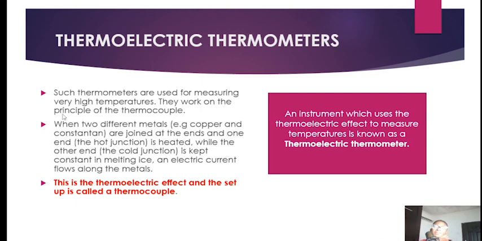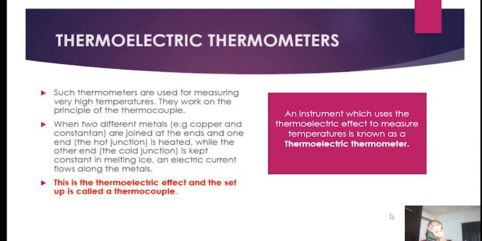Thermoelectric thermometers. Such thermometers are used for measuring very, very high temperatures. They work on the principle of the thermocouple. When two different metals, e.g. copper and constantan, are joined at the ends, and one end, the hot junction, is heated, while the other end, the cold junction, is kept constant in melting ice, an electric current flows along the metal. This is the thermoelectric effect, and the setup is called a thermocouple.